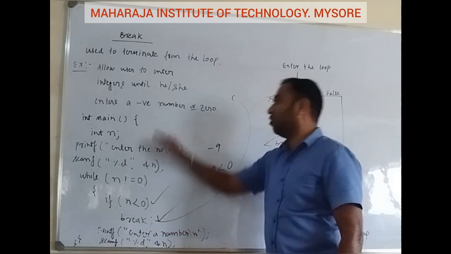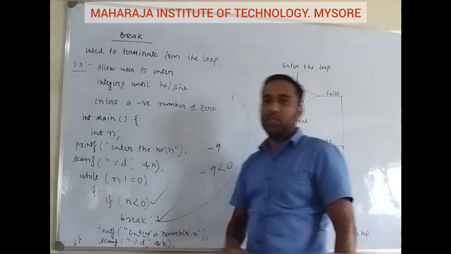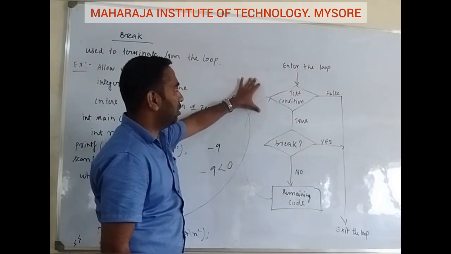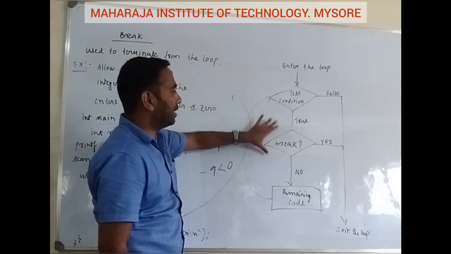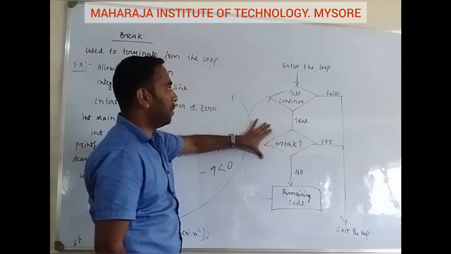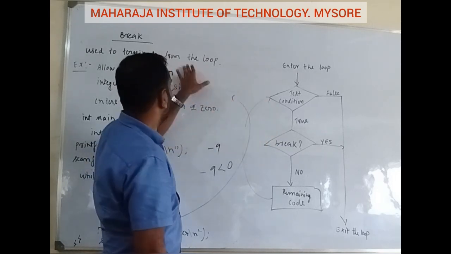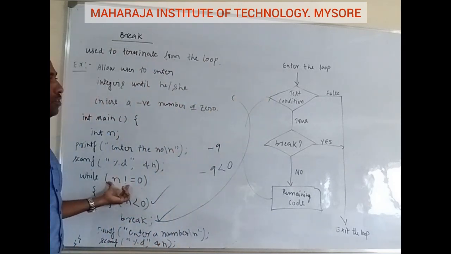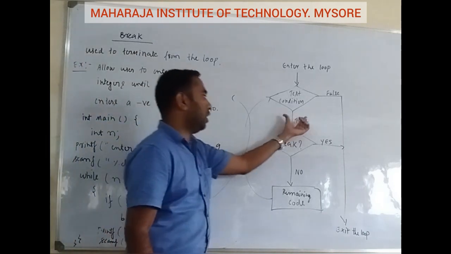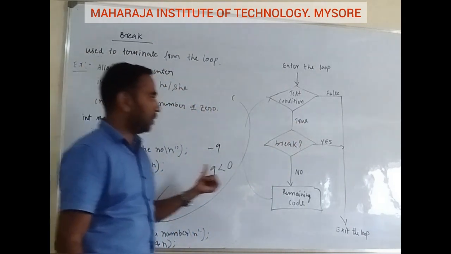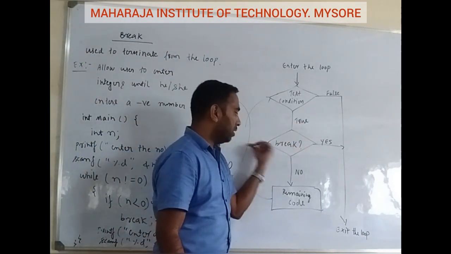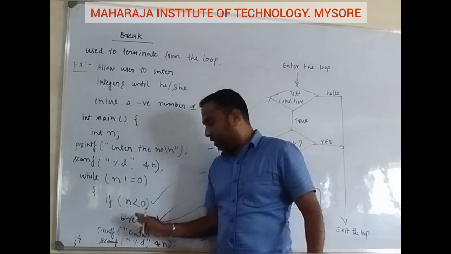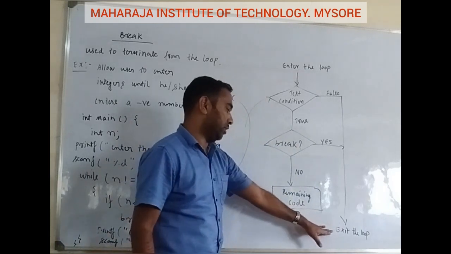Directly it will terminate from the program. This is the flow chart. You can see, to execute a break statement in a C program, it will come out of the loop directly. First, check the condition. If the condition is true, then go to the break statement. If the break statement is true, it will exit directly out of the loop.